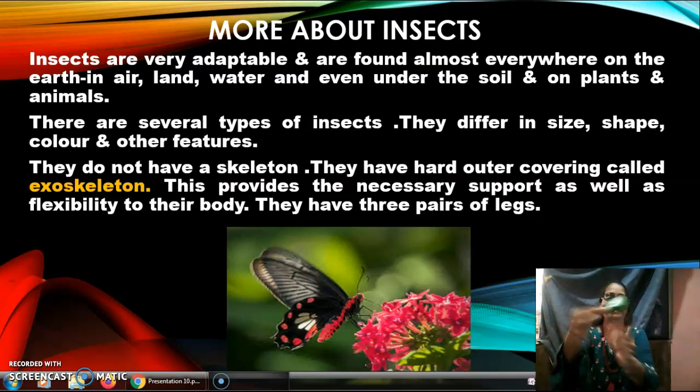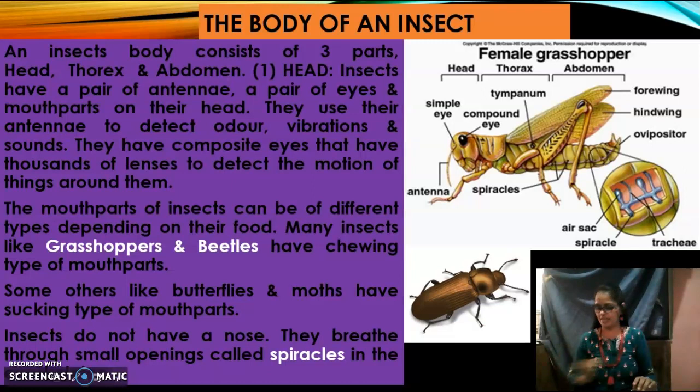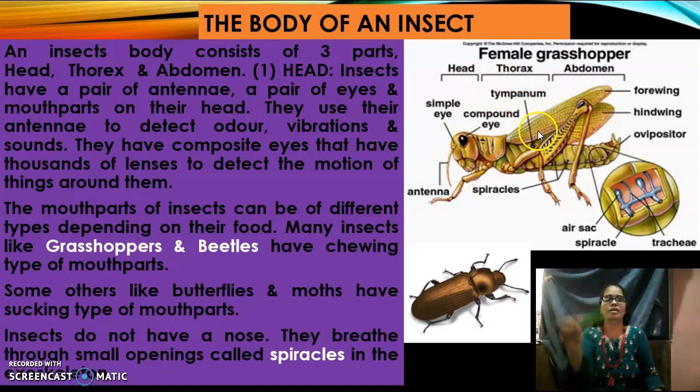Now, the body of an insect. Children, see here, you can see the grasshopper. Can you see the grasshopper? Yes. So, this is the head, this part. The middle part is called the thorax. And the last one is the abdomen. Right, children? So, an insect's body consists of three parts: head, thorax and abdomen.